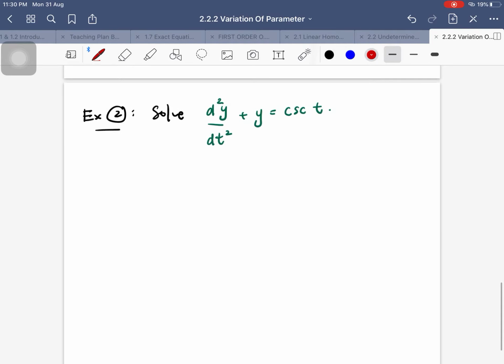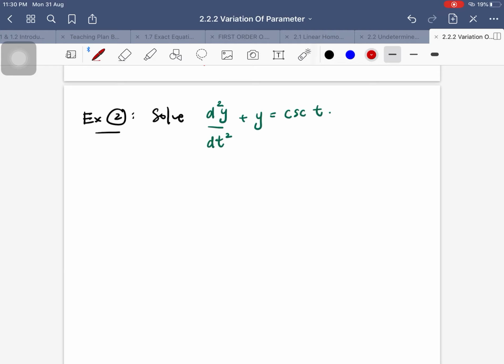So now I'm going to show you the second example. This is going to be a little bit more complicated than the one that we have seen previously. So I'm going to solve an equation that involves a trigonometric function, which is cosecant of t. So I have d squared y over dt squared plus y equal cosecant of t. So what is cosecant of t? Cosecant of t is actually 1 over sine of t.